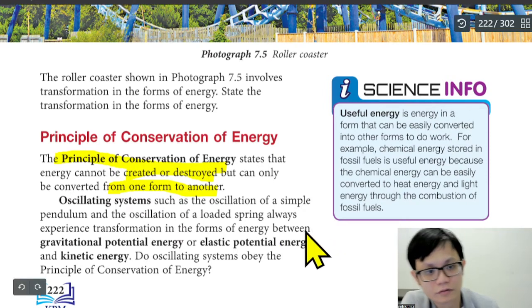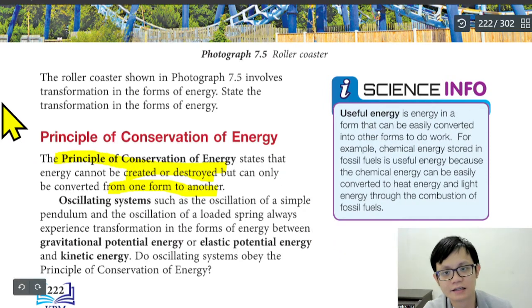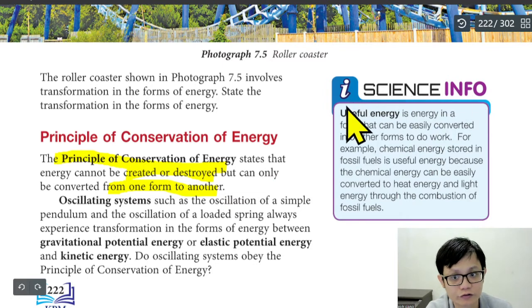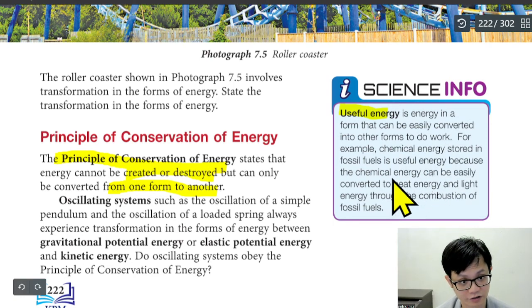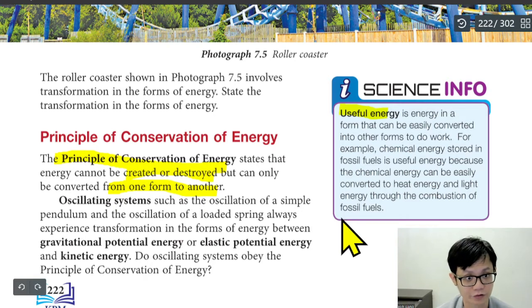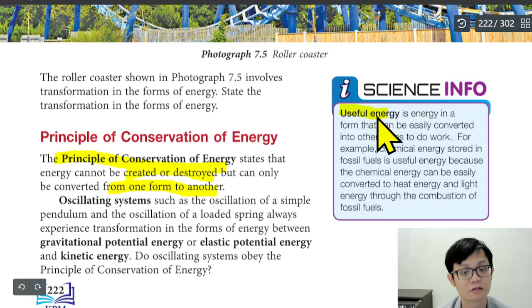Okay, so useful energy. What do you mean by useful energy? Useful energy is the energy that can be easily converted into another form to do work. For example, chemical energy stored in fossil fuel is useful energy, because the chemical energy can be easily converted to heat energy and light energy through the combustion of fossil fuel. So this is called useful energy.